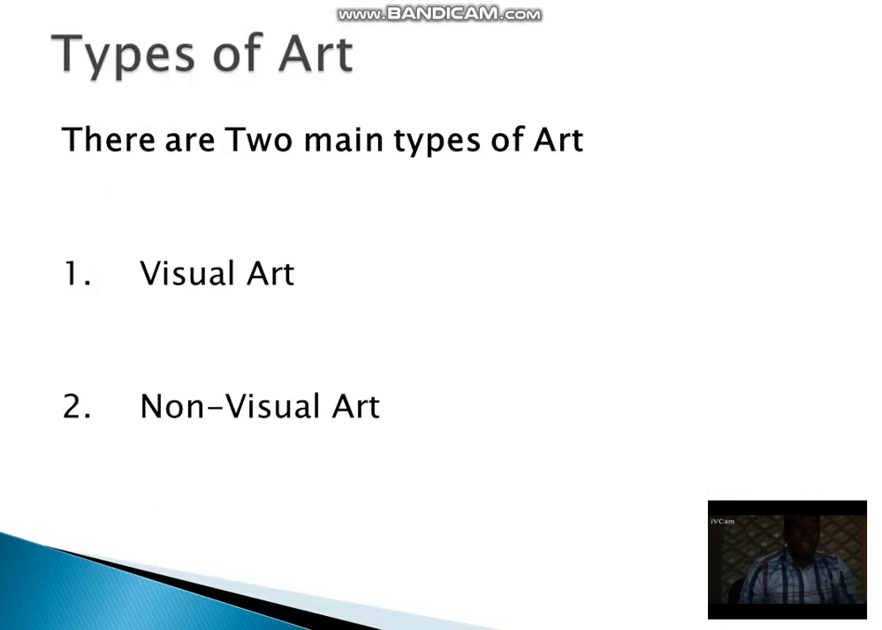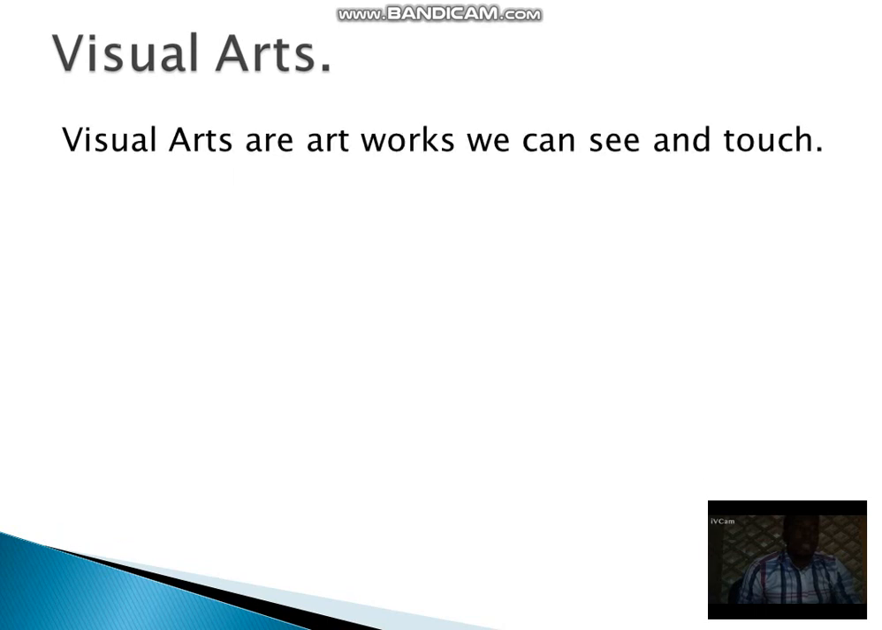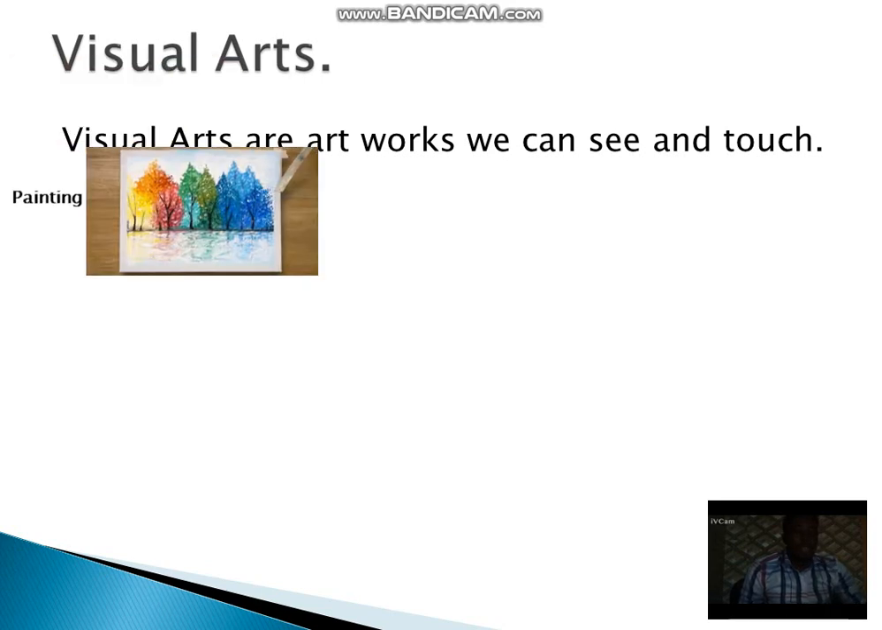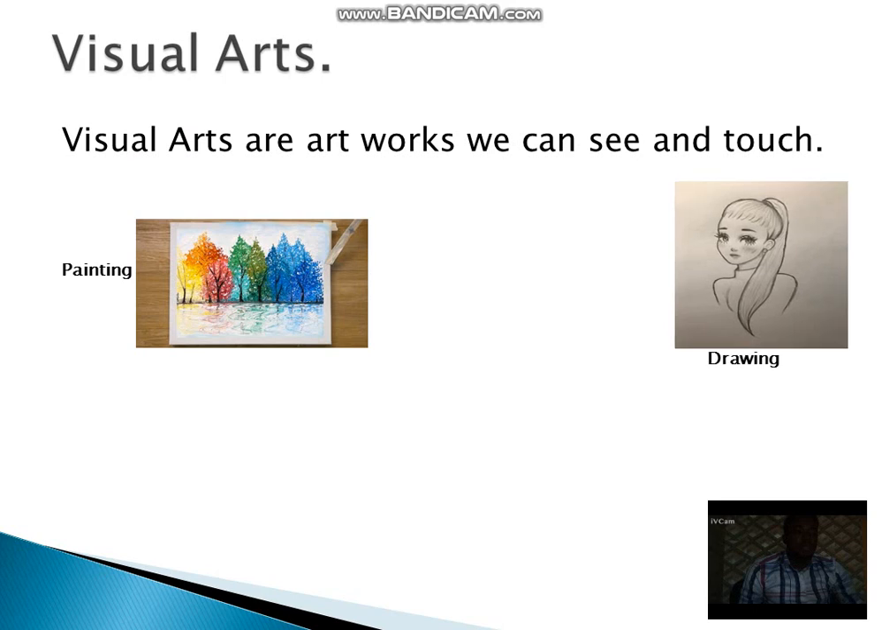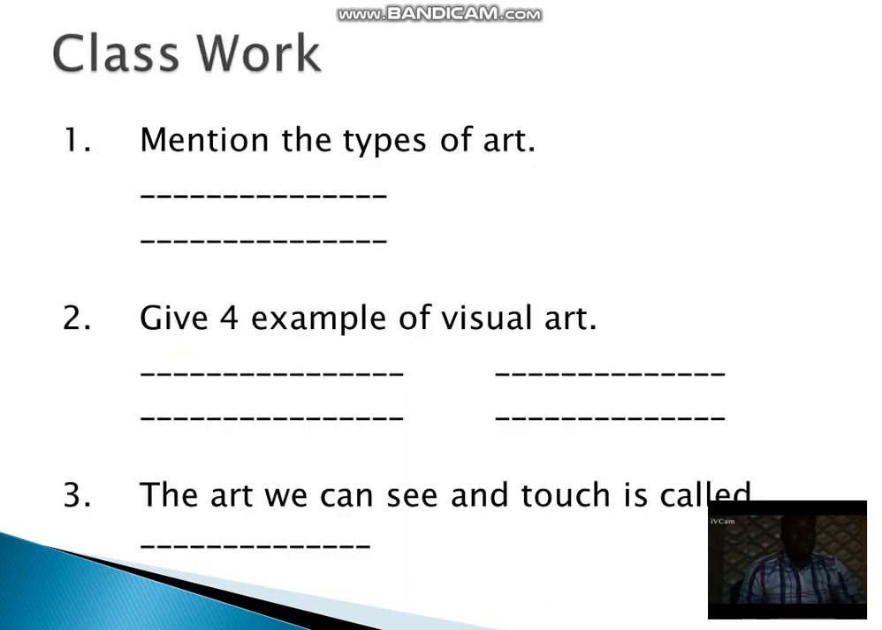We said there are how many types of art? Two. Number one is what? Visual art. Number two is what? Non-visual art. And visual arts are the artworks that we can see and touch. We can see it with our eyes and we can touch them with our hands. So that is visual art. Examples are painting, drawing, sculpture, and craftwork. These are all examples of visual art.